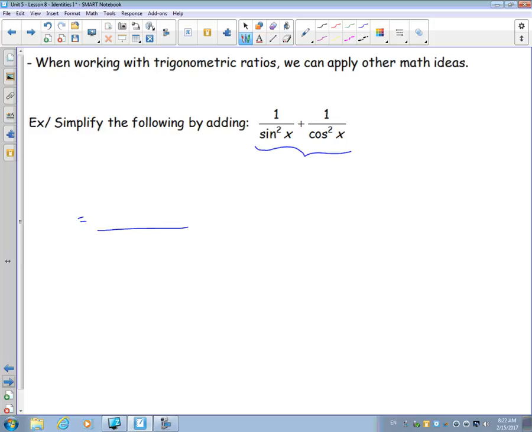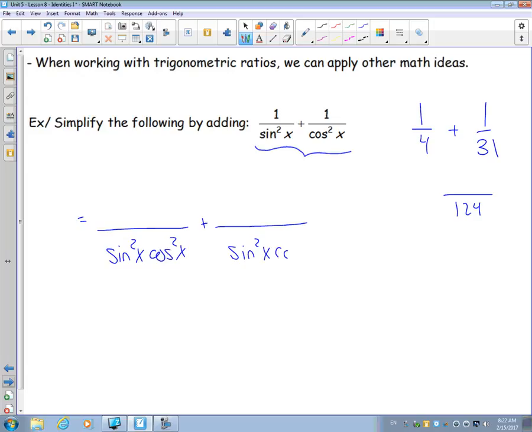Now sine squared and cos squared are very different. So to make them the same, we can multiply them together. Just like if I want to make a common denominator between these two things, I would say, well, 4 times 31, that's my common denominator, 124. So we're going to make a common denominator of sine squared, cos squared. Whatever I do to the bottom, I got to do the top. So we're multiplying this one by cos squared. So multiply the top by cos squared. Multiplying this one by sine squared. So multiply the top by sine squared.